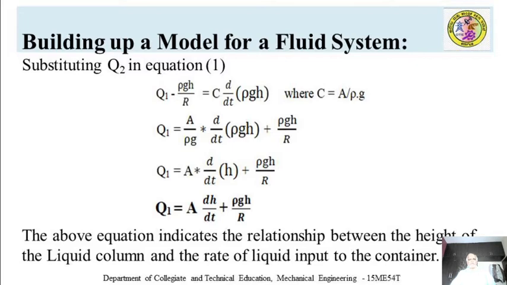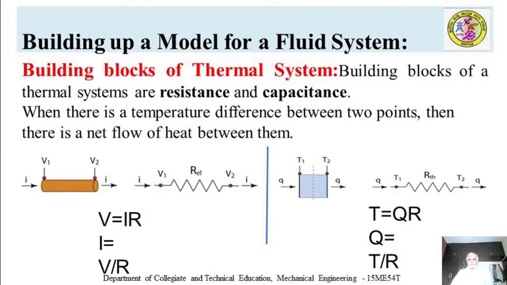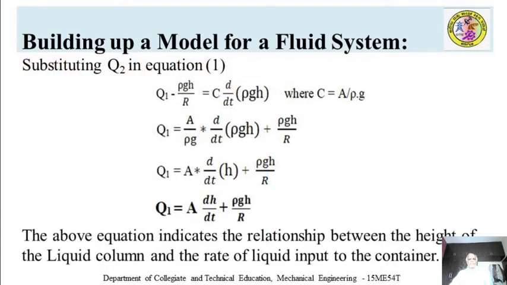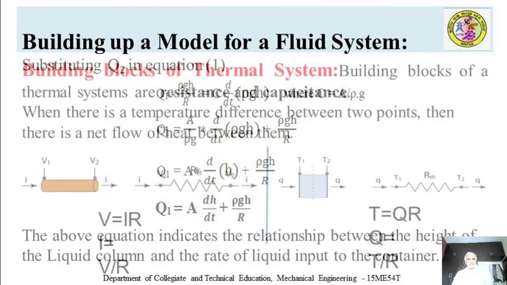Now this equation indicates the relationship between the height of the liquid column, that is H, and the rate of liquid flow to the container Q1 at the inlet. So this is a model of fluid system. Q1 equals A dH by dt plus rho GH by R.